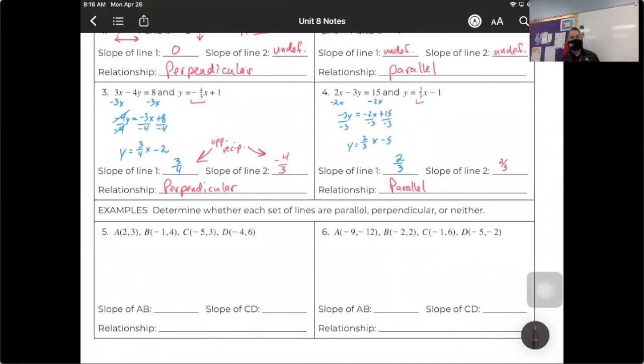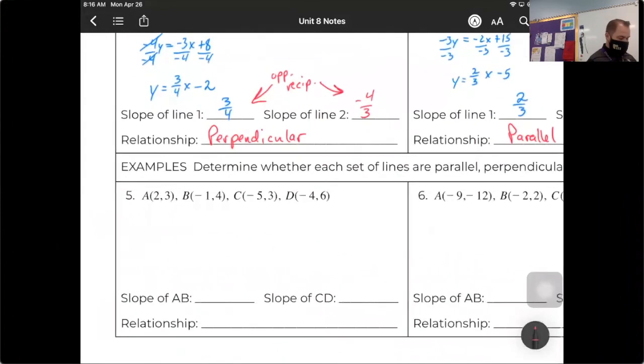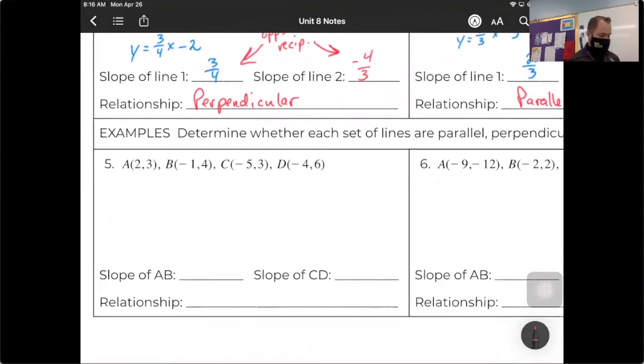Now, we can also use just sets of points. I can give you 4 points in the coordinate plane like this, and we can find the slope of 2 different segments. And this is where it's going to come into play when we start graphing rectangles, squares, parallelograms, things in the coordinate plane, comparing their opposite sides to see if they're parallel, that kind of stuff. That's where we're going with this. So we're going to determine whether each set of lines are parallel, perpendicular, or neither, just like we did. But all we're doing now is looking at the slopes.